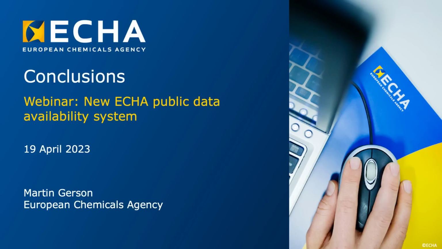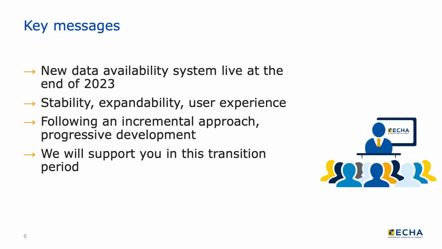I will present to you the key messages from today's webinar. The new data availability system will come live at the end of 2023. We are making the data more accessible to you. As mentioned by my colleagues before, we are following an incremental approach. We will start with the REACH registration information, followed by the classification and labeling inventory, regulatory processes, and legal obligations.